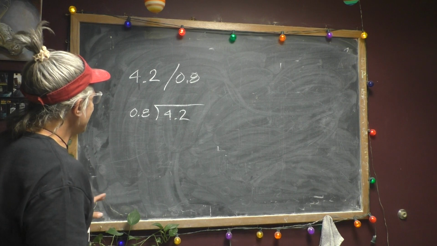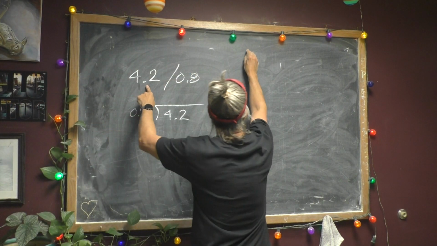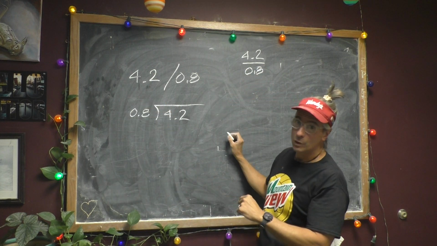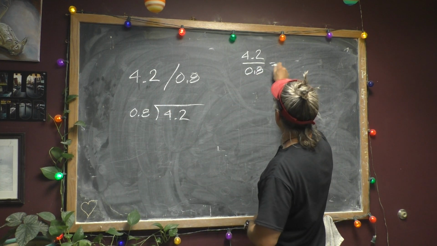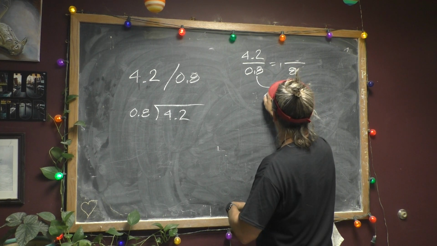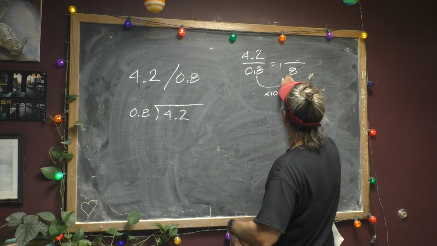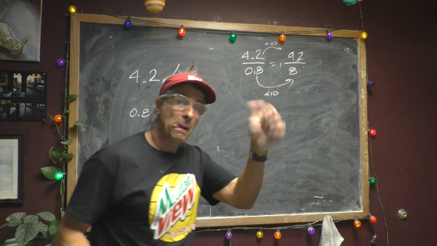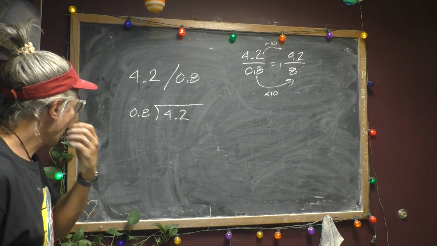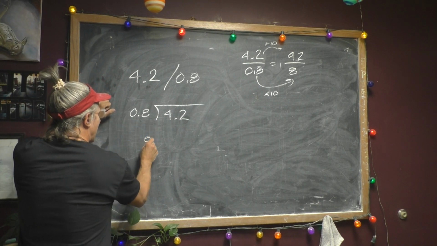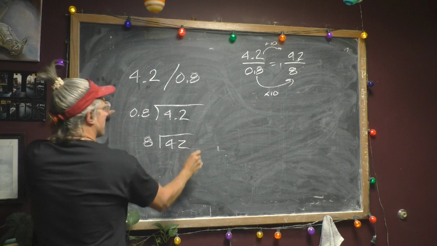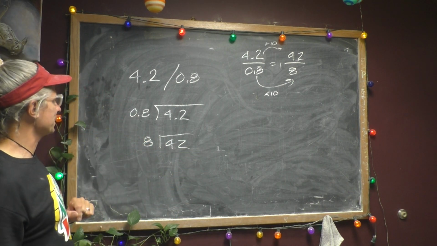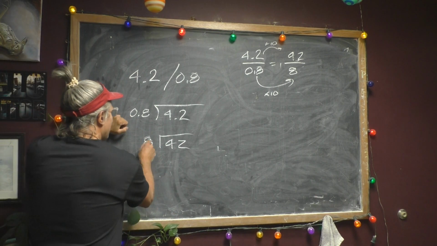So what we can do, because remember this is actually a fraction, 4.2 over 0.8, we can make that just 8 on the bottom if we multiply the top and the bottom by 10. But that means we have to multiply this by 10 too and make it 42. 42 divided by 8. So this question here is really 8 divided into 42. And that doesn't have the kind of fear-inducing look that one does. How many times is 8 going into 42?